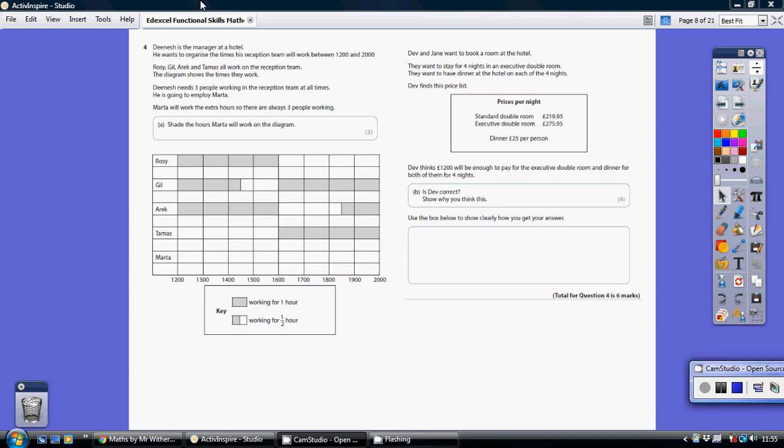Question four. Now, Denise needs to have three people working in the reception team at all times. So here we go. We've got time across the bottom. These are all the various people. Basically, between 12 and 1 o'clock, can you see we've got Rory, Jill and Arak working? Or over here, for example, between 7 and 8, we've got Jill, Arak and Tamás working. So we need to slot Marta in, so she's covering to always make three people.